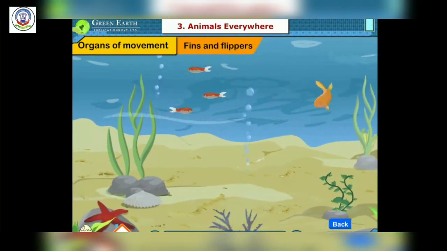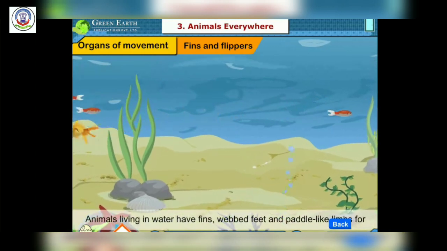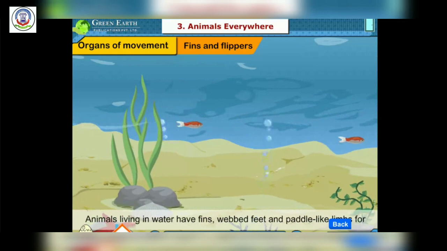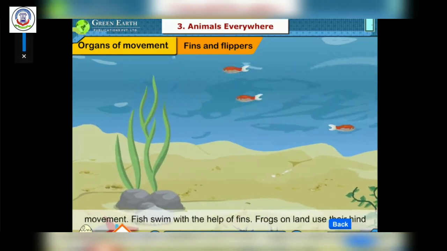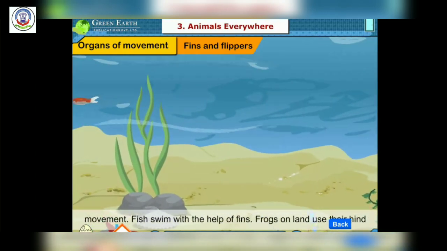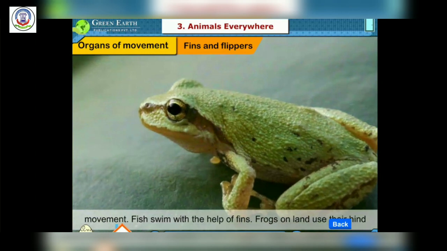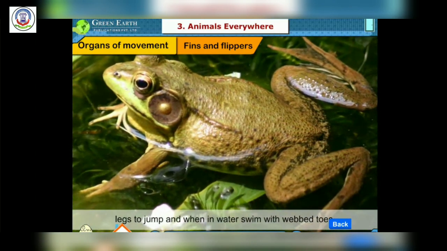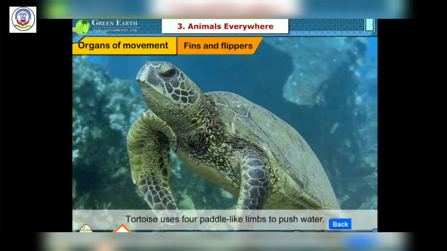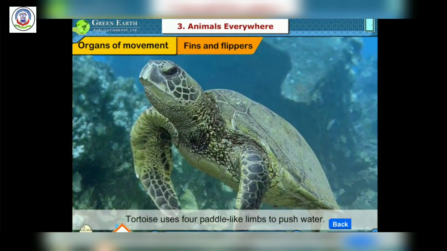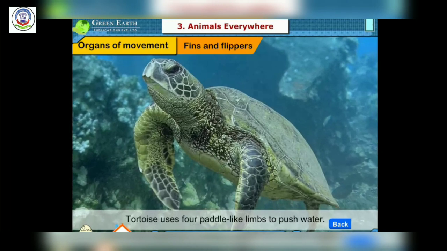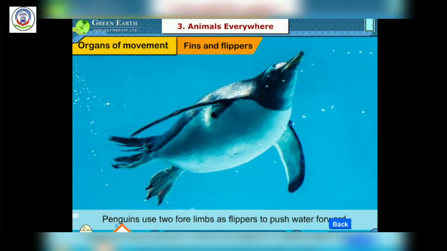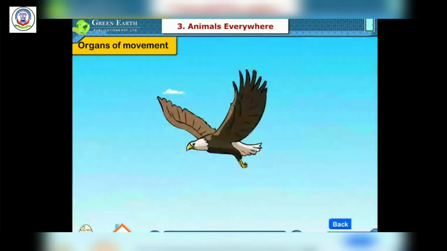Fins and flippers. Animals living in water have fins, webbed feet, and paddle-like limbs for movement. Fish swim with the help of fins. Frogs on land use their hind legs to jump, and when in water, swim with webbed toes. Tortoise uses 4 paddle-like limbs to push water. Penguins use 2 forelimbs as flippers to push water forward.